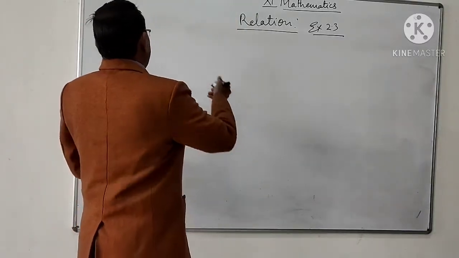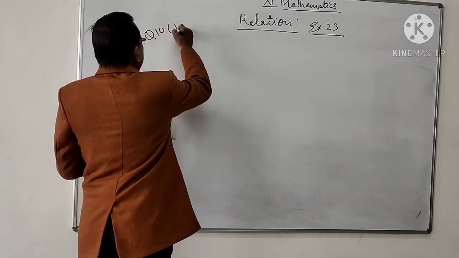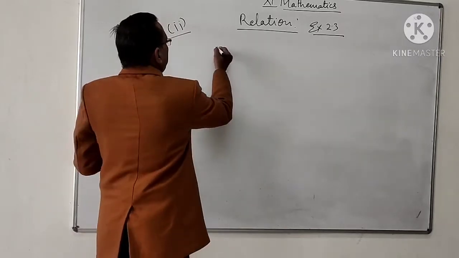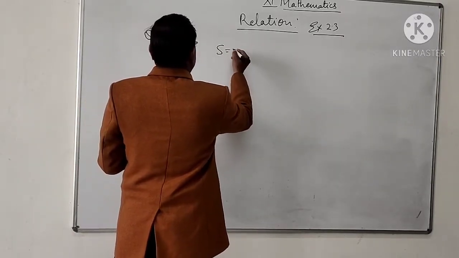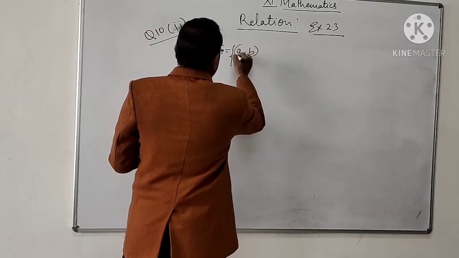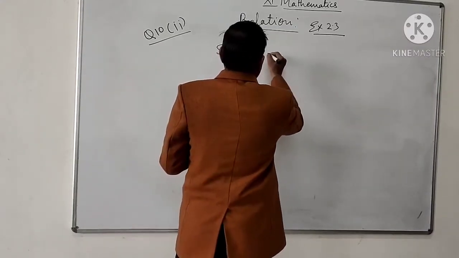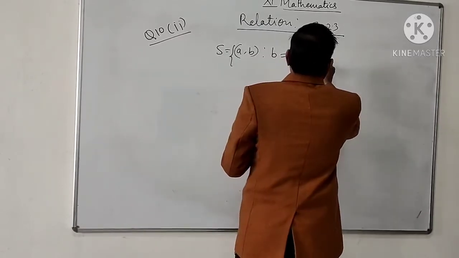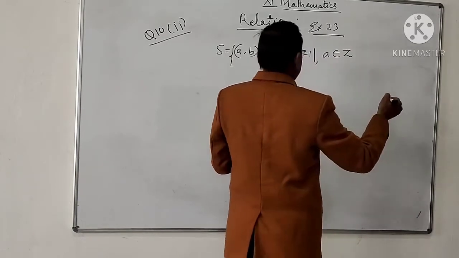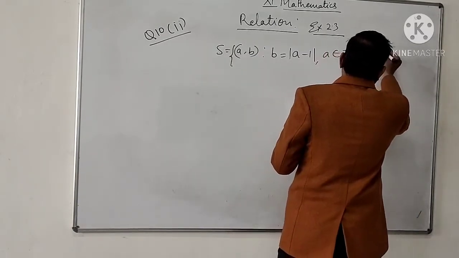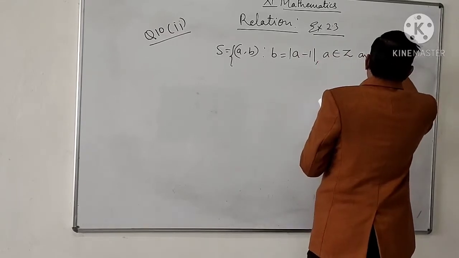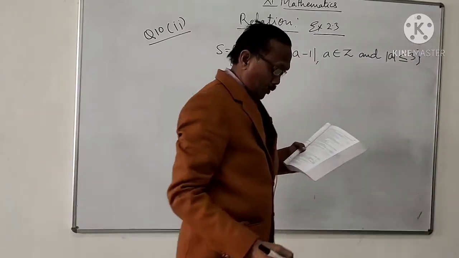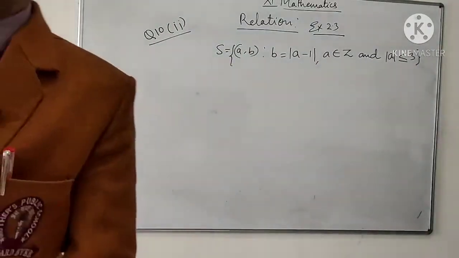Exercise 2.3 continues from R.D. Sharma, question number 10, second part. Yesterday I discussed its first part. Now there is a relation S, the set of ordered pairs (A, B) such that B equals mod A minus 1, where A belongs to Z, the set of integers, and mod A is less than or equal to 3. Determine the domain and range of the following function.